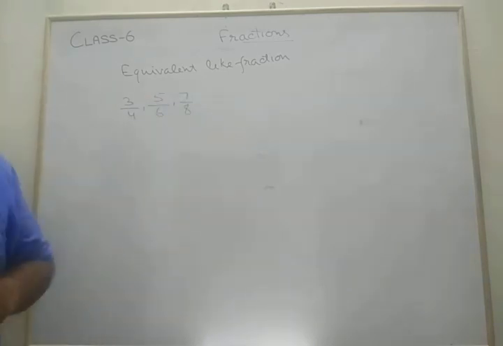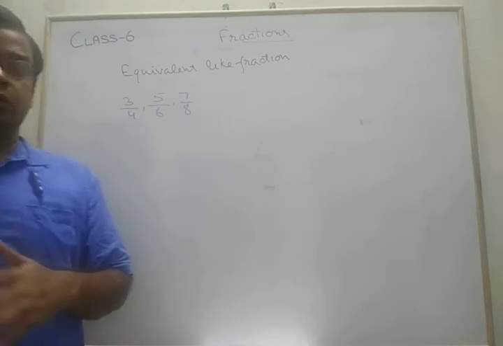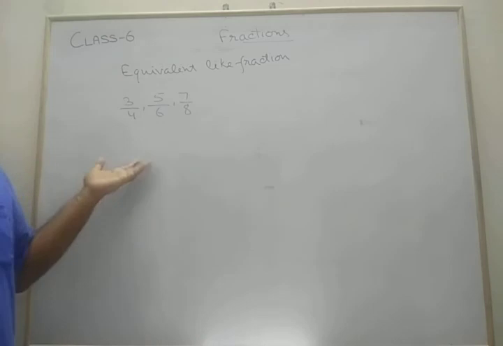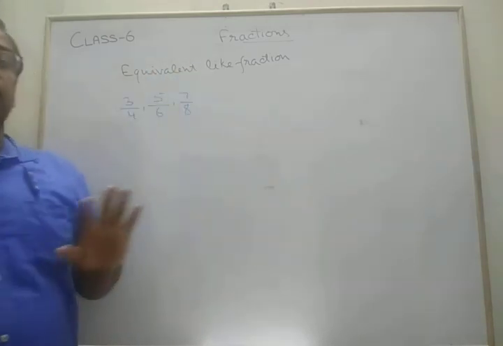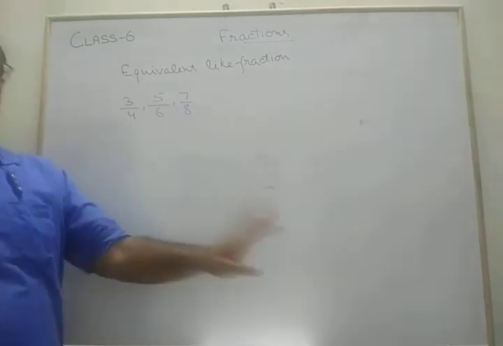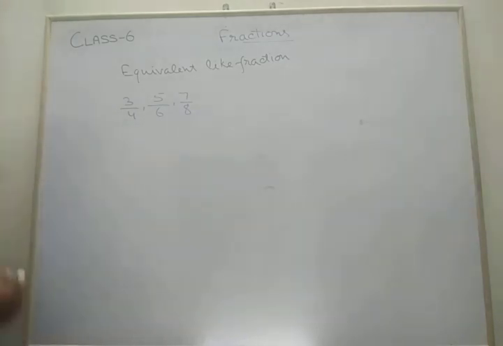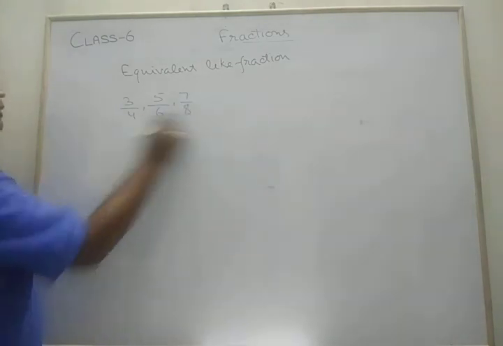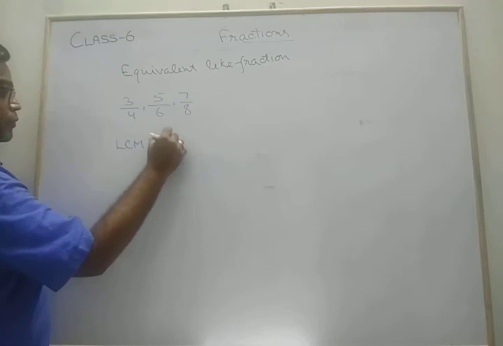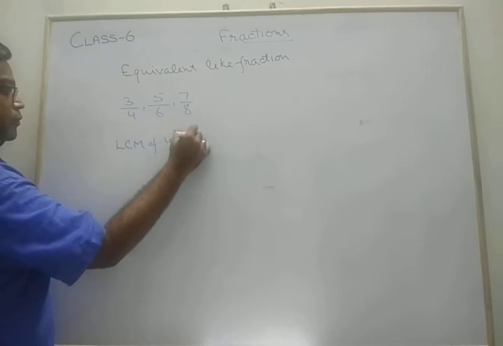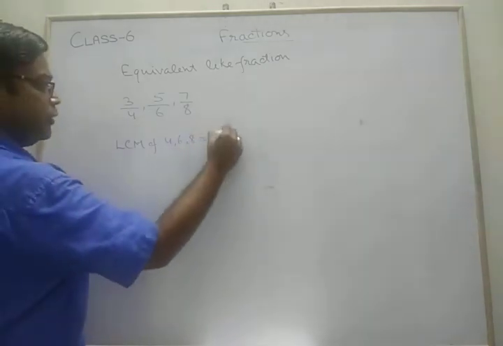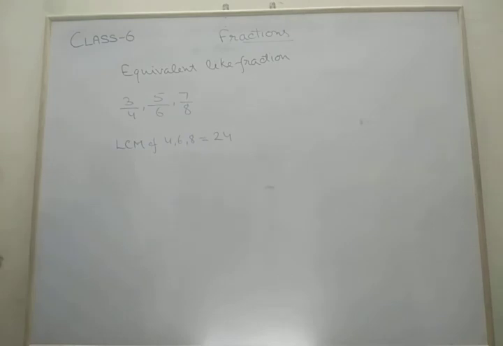Now we have to convert these fractions first into equivalent, then like fractions. What is the meaning of equivalent like fractions? First we make their denominators equal, then we make them look alike. So for this, find out the LCM of these 3. It looks like it is 24.